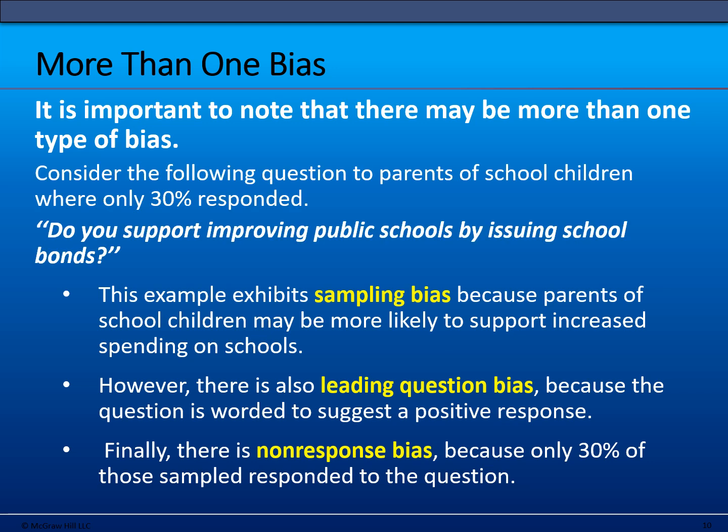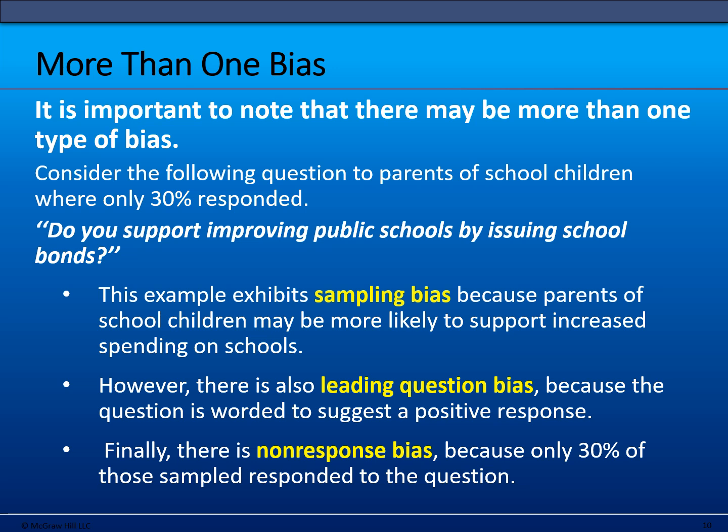Consider the following question to parents of school children where only 30% responded. Do you support improving public schools by issuing school bonds? So this study here exhibits sampling bias. First of all, because they only interviewed parents, and who's going to say that we shouldn't improve public schools? Parents are certainly more likely to want to improve the schools for their children.